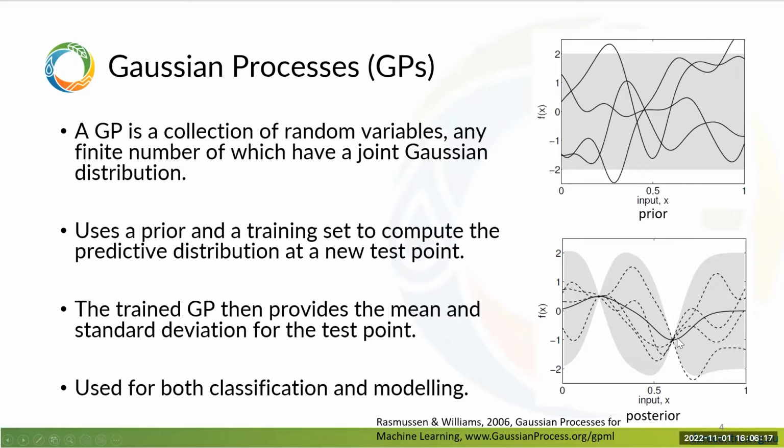This then gives us a posterior distribution of functions, which have the mean, represented by the solid black line, and the grey area, which represents the uncertainty around the mean. In both cases, the dotted lines or the solid lines in the top one just represent some random sample functions that are consistent with the known data. Once trained, the GP can provide the expected mean and standard deviation for any test point. GPs can be used in both classification and modelling or regression problems.